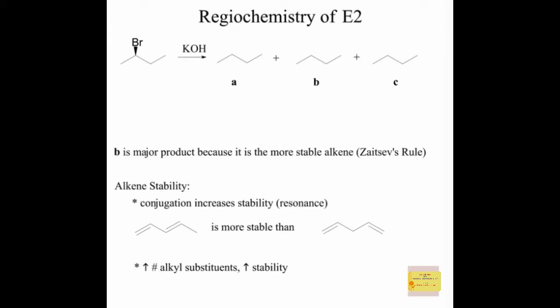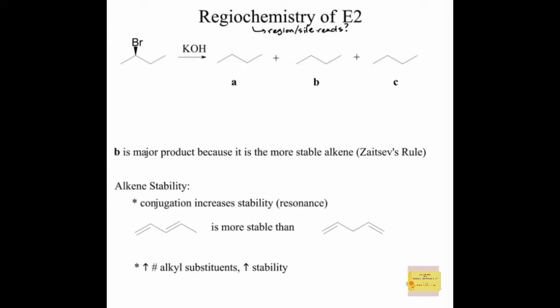What about the regiochemistry of the E2? Regiochemistry is when we ask about what region or site reacts. So if we have a choice of more than one site on a molecule to undergo reaction, how do we make that decision? And here's such an example.